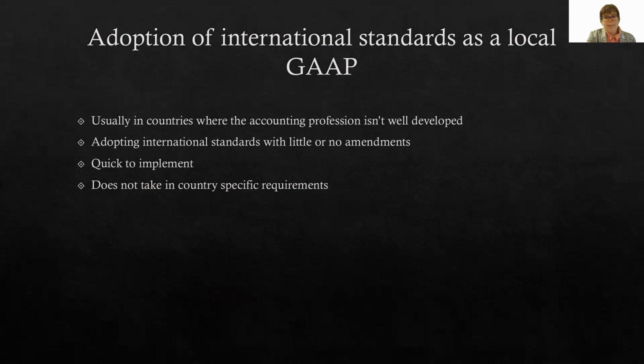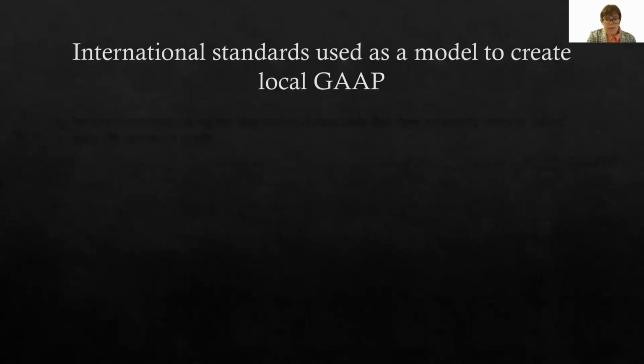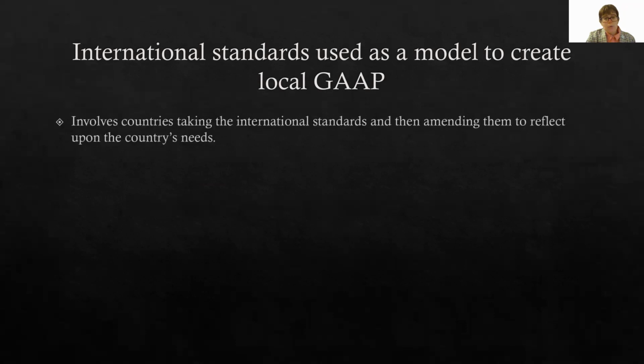Ultimately, that could be a downside because you may need something specific to the country, dependent on various factors such as the political, the environmental, and the economic surroundings. We could use the international standards as a model to create local GAAP. This would involve countries taking the international standards and then amending them to reflect the country's needs. For that, you would obviously need somebody with enough expertise to be able to adapt them to become suitable.